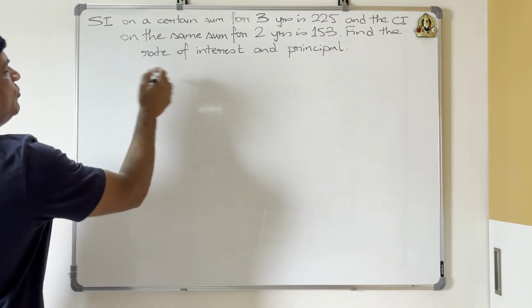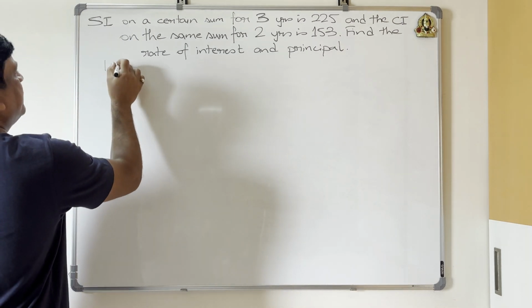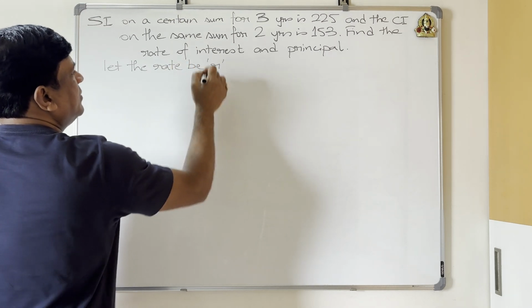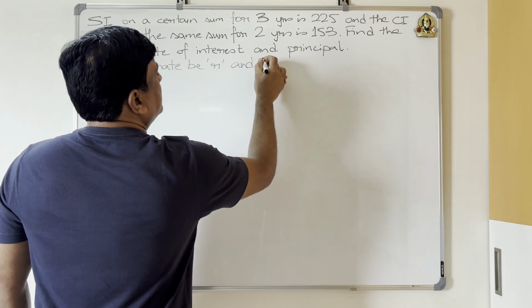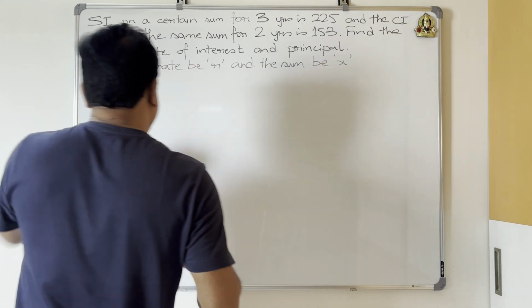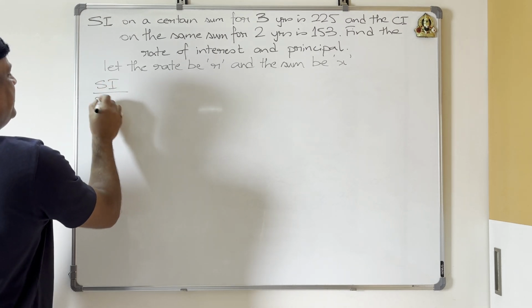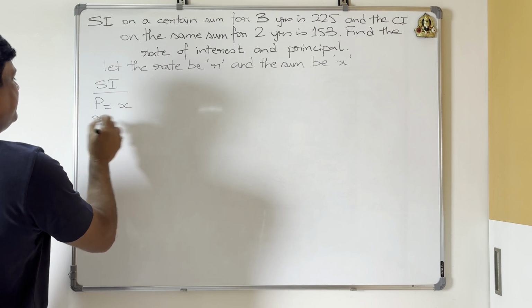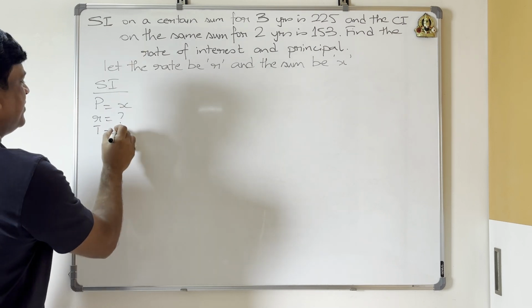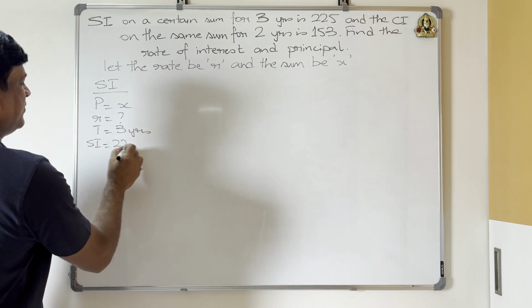First and foremost, they are asking us to calculate the rate of interest and principal. So let the rate be R and the sum, basically the principal, be X. So the first bit is that we are going to work on this information. They have given that principal is equal to X, rate is equal to, we don't know, we need to find out, time is equal to 3 years, and your simple interest is given as 225.